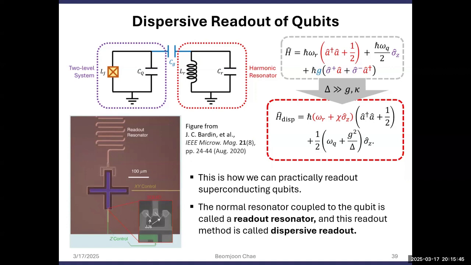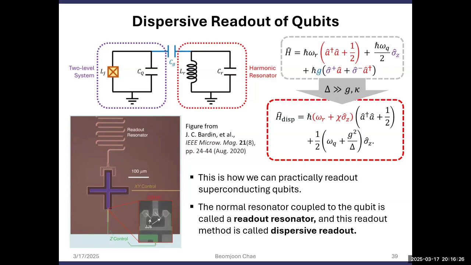This is how those two resonators look. The cross in the figure is a superconducting qubit, which can also be represented as an LC resonator, a nonlinear LC resonator. The other thing above the cross symbol is the readout resonator, which is just a normal resonator. In this way, we can read out the state of the qubit.